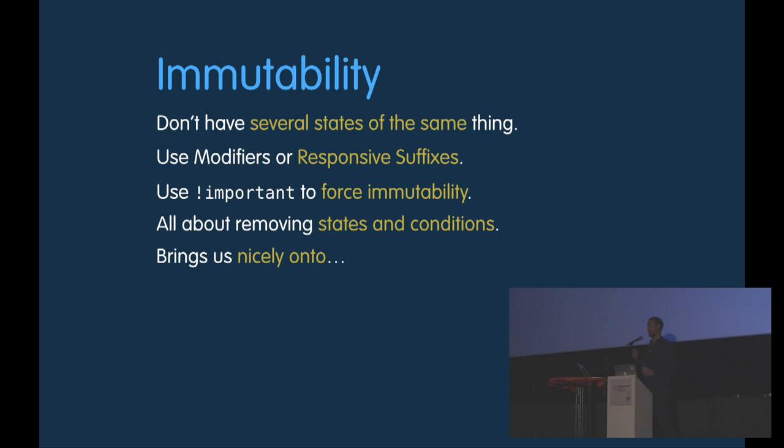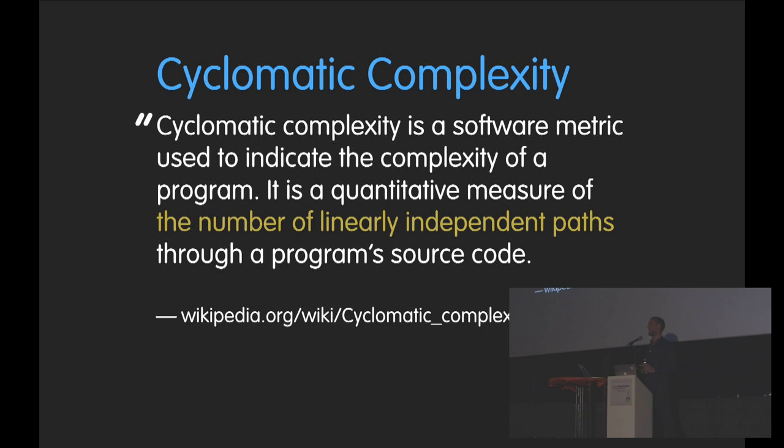It's all about removing these states, these caveats, and conditions, which brings us nicely onto the next principle, that of cyclomatic complexity. Who's heard of cyclomatic complexity? Okay, a few people. I'm kind of cheating right now, because cyclomatic complexity technically isn't a principle. It's a form of static analysis. Cyclomatic complexity basically takes a bit of software, it could just be a function, and it runs some analysis over it, and it tells us how complex that function, for example, is.